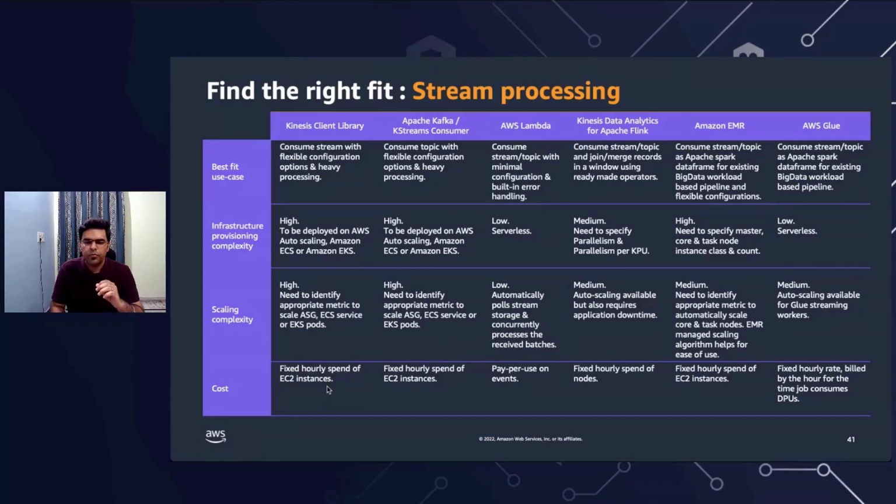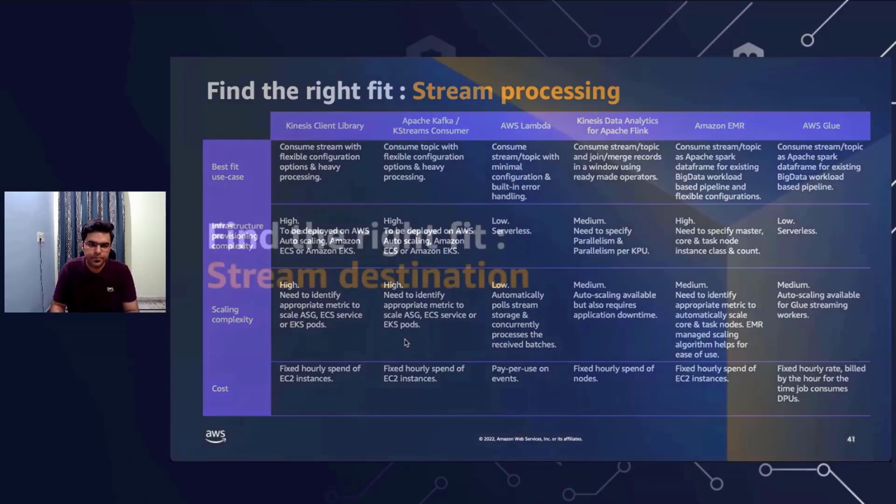From the Flink point of view, you also have a fixed hourly spend on the nodes that you configure for Flink using the parallelism and parallelism per KPU. So there is no direct input that you provide in terms of the number of nodes, but the values of parallelism and parallelism per KPU define the number of nodes for your cluster indirectly. And you will be paying the hourly spend accordingly. And the same goes with EMR as well as Glue, because with Glue you will have DPU units that will be consumed on an hourly basis, irrespective of whether data is flowing into the stream or not.